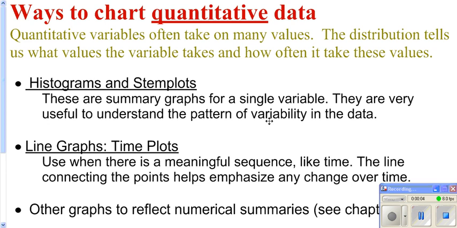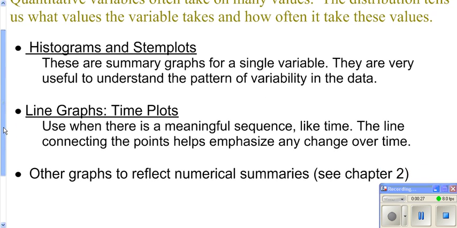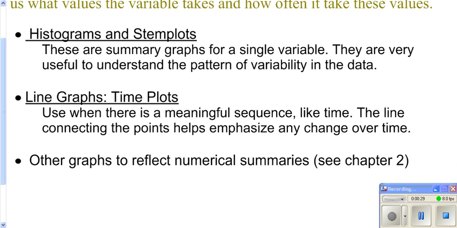Let's go ahead and look at ways to represent quantitative data. Once again, quantitative data is basically represented as a number. Now, the common ways to represent quantitative data are histograms and stem plots. They're very similar and related to each other. We also have time plots. There'll be other graphs of numerical summaries that we'll look at in the next chapter.